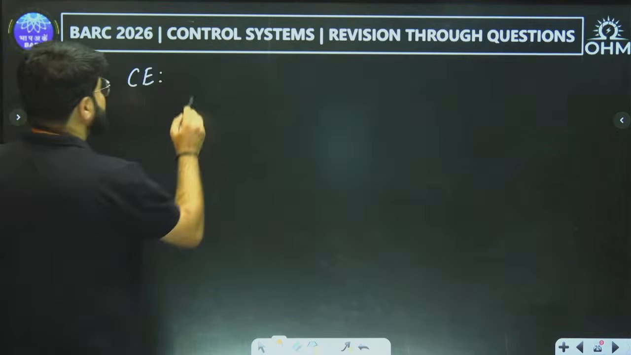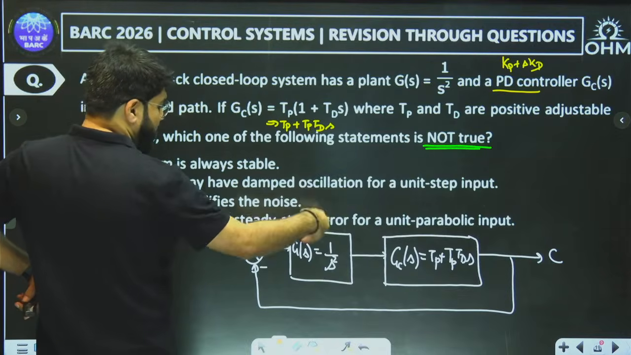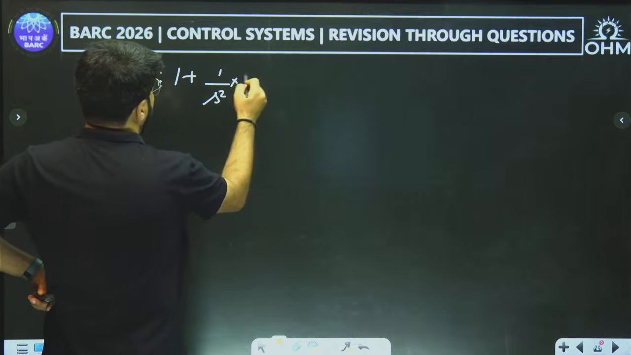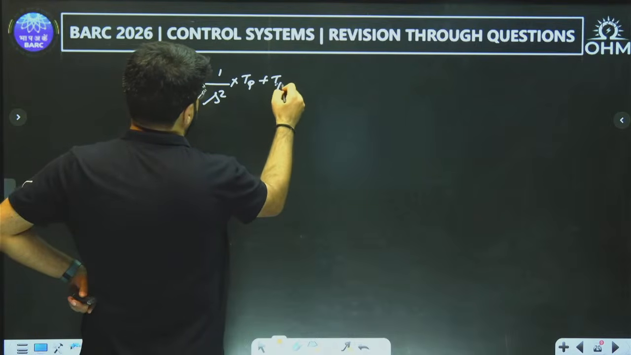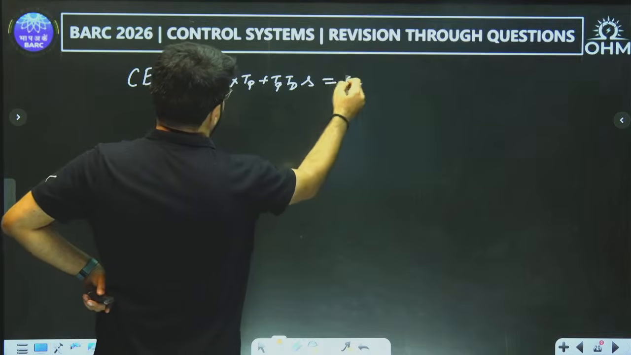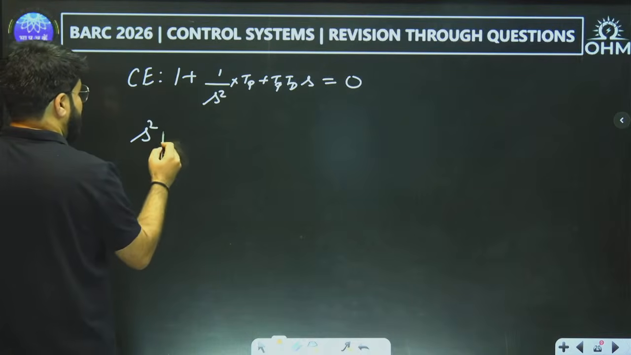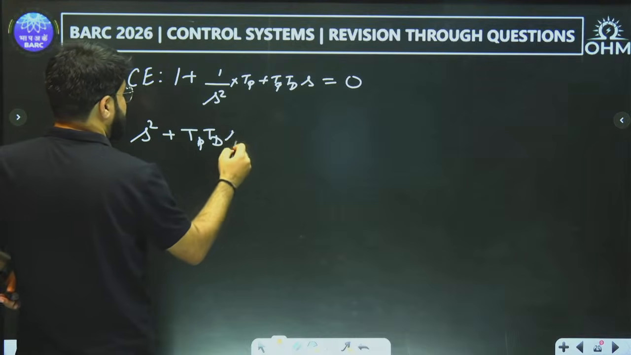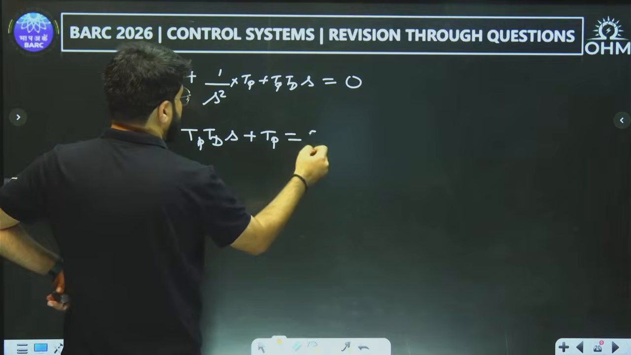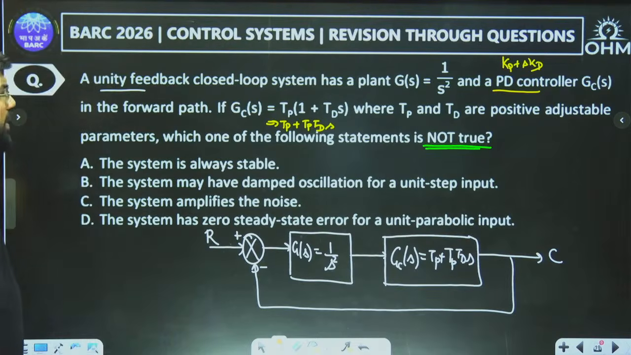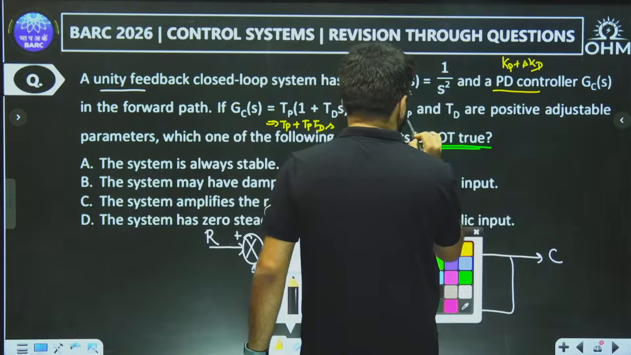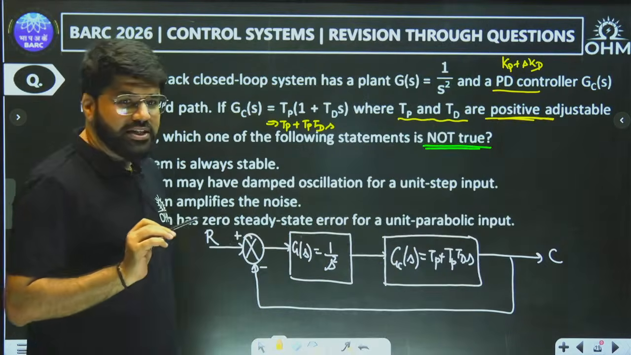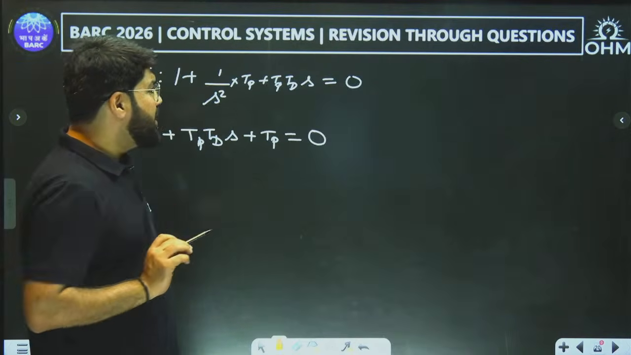Now, what is the characteristic equation? 1 plus overall forward path gain, H(s) is still 1, so 1 plus 1 by s square into Kp plus Kp Td s equal to 0. When I simplify this, I can write this as s square plus Kp Td s plus Kp equal to 0, right? Where Kp and Td are positive adjustable parameters. You can adjust them, but they are positive.